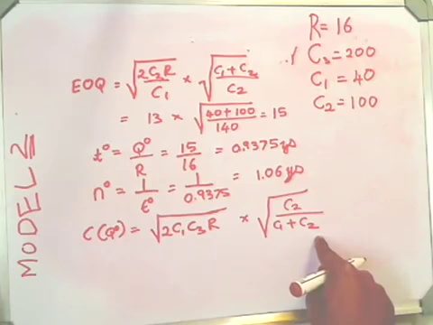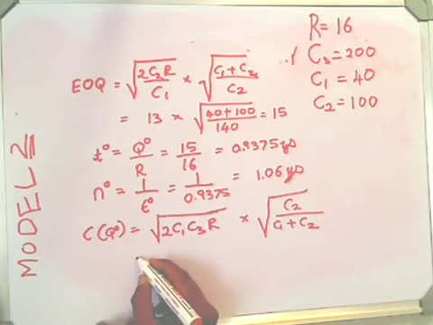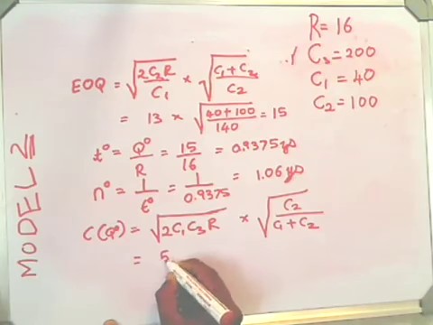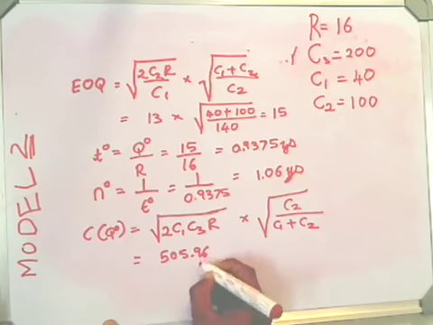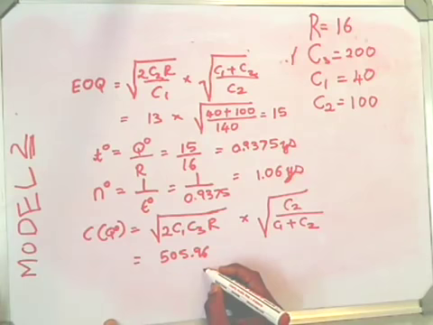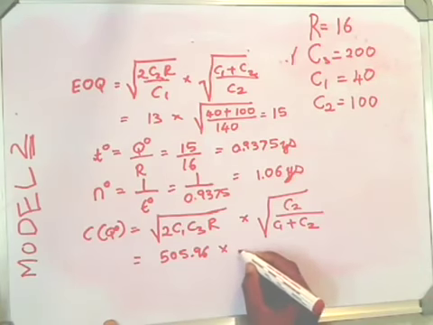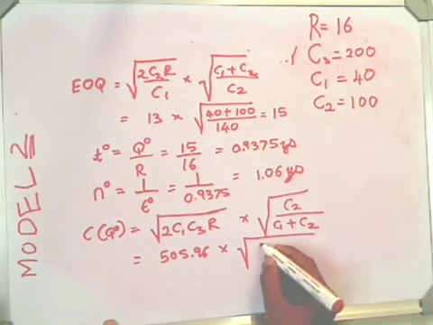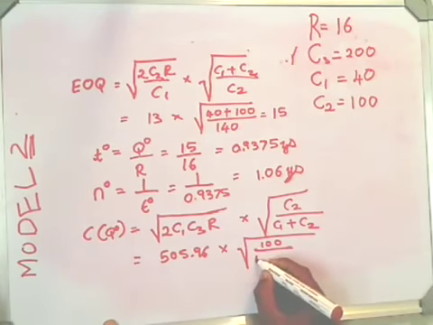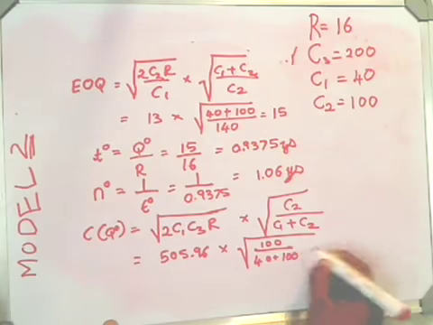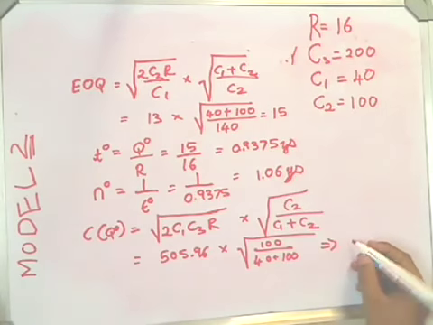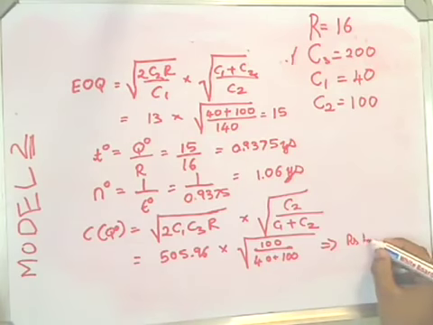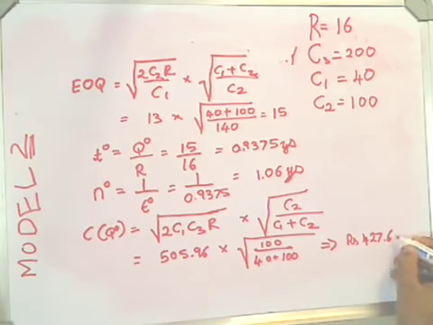Here what I'm going to do, I've already got the value here. In the previous answer it was 505.96. Now if I were to substitute the values here, C2 would be 100 divided by 40 plus 100 again. This should give me the answer, which is rupees 427.61. This is the minimum average cost.